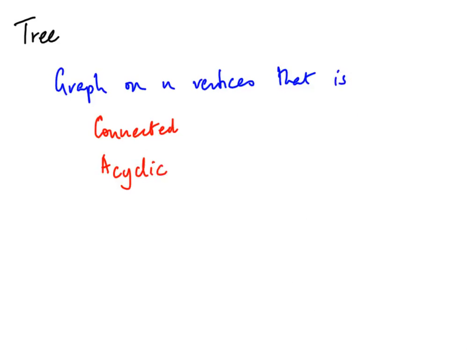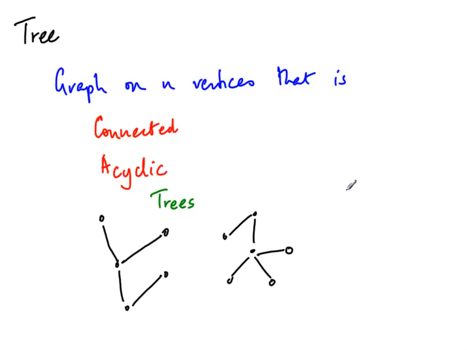So let's look at a couple of examples of trees. So here are two trees. In each of them you can see that the nodes are all connected to each other. From any node you can go to any other node by following a path, and none of them has any cycles. You can't start in a node and walk around and come back to the same node.